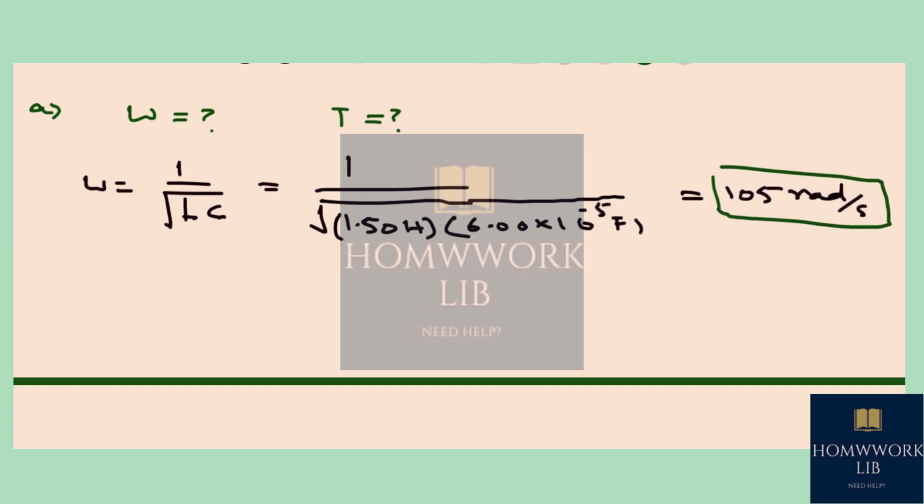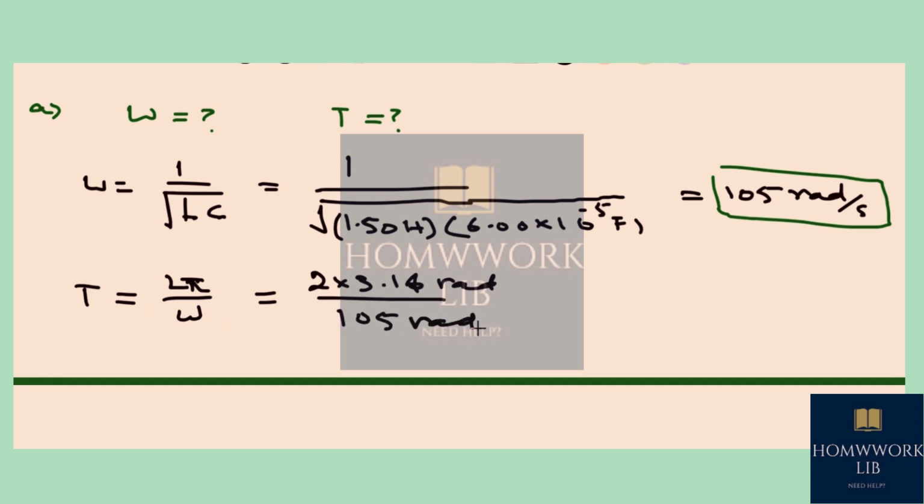Now for time period, we can write T equals 2 pi radians divided by omega. So this can be written as 2 × 3.14 radians divided by omega, which is 105 radians per second. So this will give us the value for the time period T as 0.060 seconds. So this is the time period.